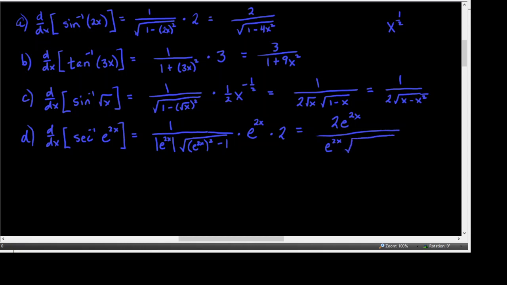Power and a power, you multiply the exponent, so that will be e to the 4x minus 1, and the e to the 2x's cancel, leaving 2 over the square root of e to the 4x minus 1.